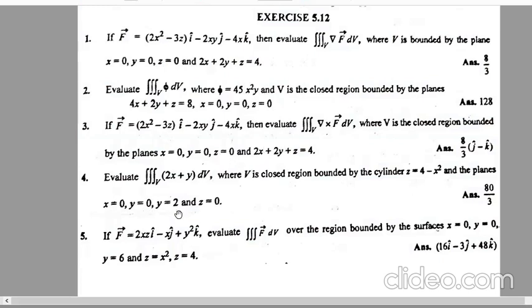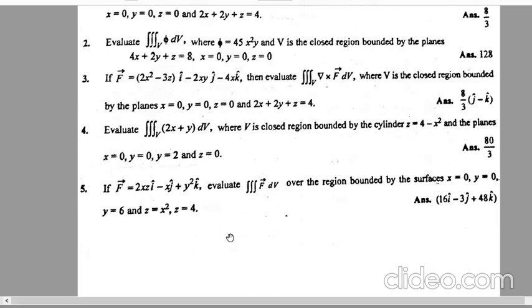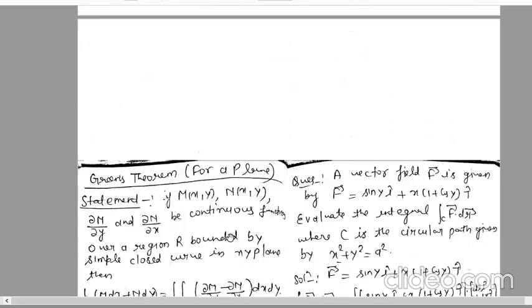Fourth question, limits are given. Z is 4 minus x square, and z is equal to 0 is your lower limit, and y is equal to 0 and y is equal to 2 is your y limit given, and for the x limit you will put z is equal to 0, so x square is equal to 4, so x is equal to plus minus 2, right? So minus 2 and 2 is your lower limit and upper limit of x, right? So you just solve all these 5 questions, and there is an answer here, so match it with your answer.